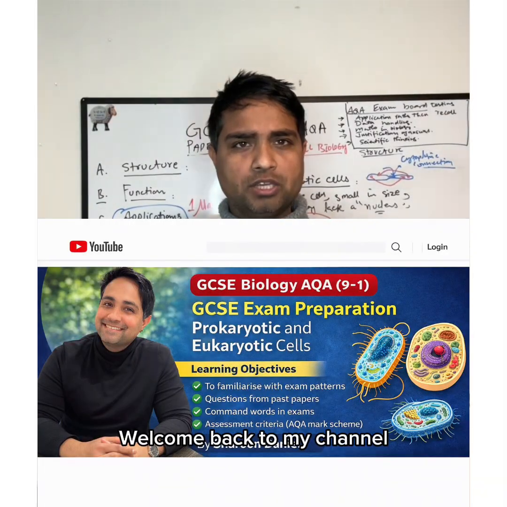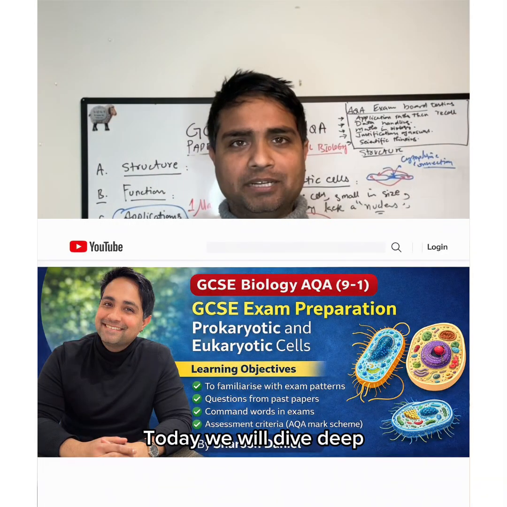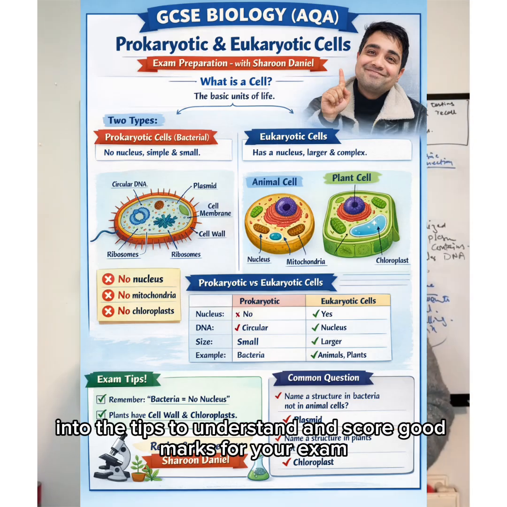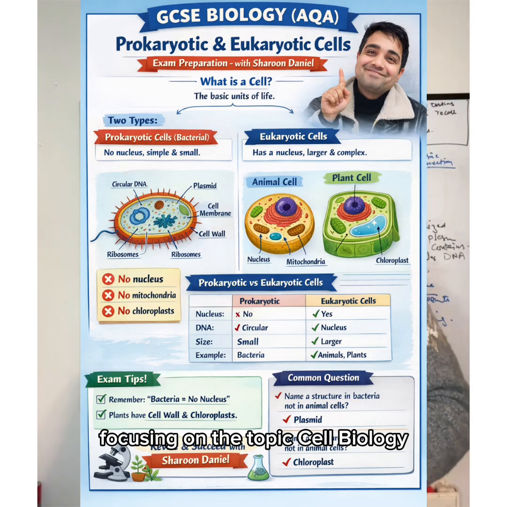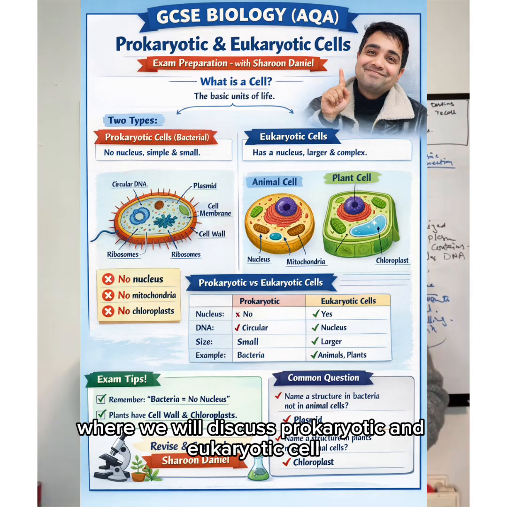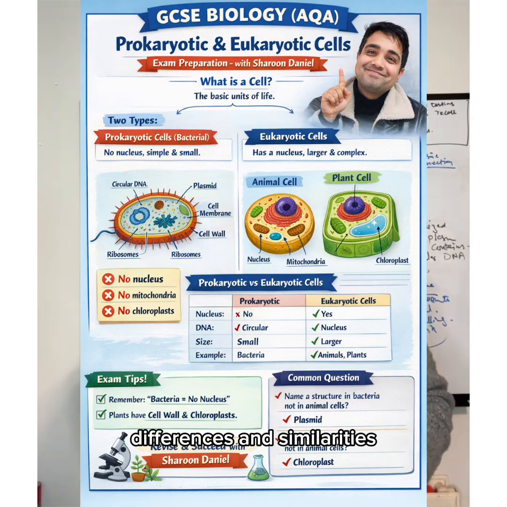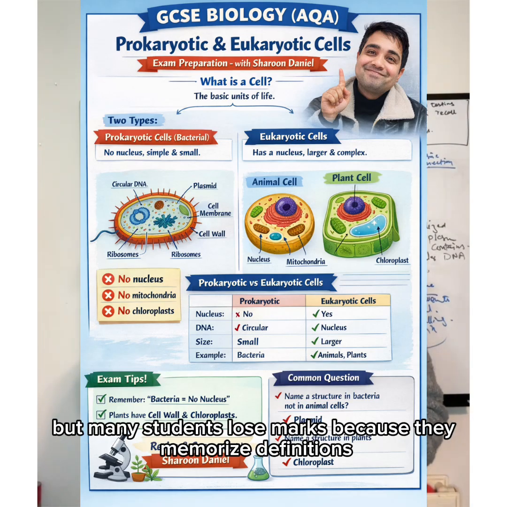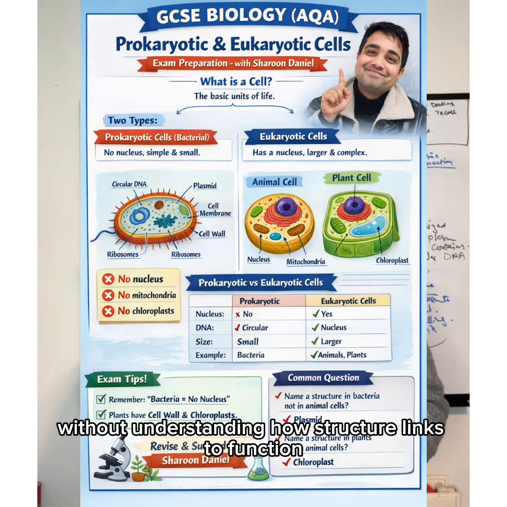Back to my channel. Today we will dive deep into the tips to understand and score good marks for your exam, focusing on the topic cell biology, where we will discuss prokaryotic and eukaryotic cell differences and similarities for your GCSE biology. As you know, everything starts with the cell, but many students lose marks because they memorize definitions without understanding how structure links to function.